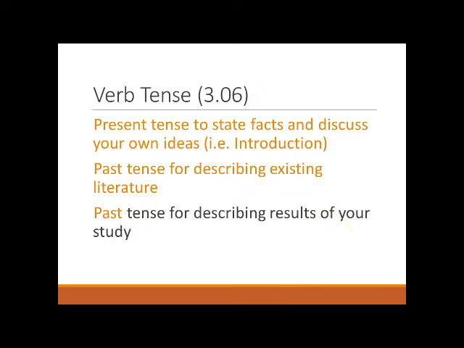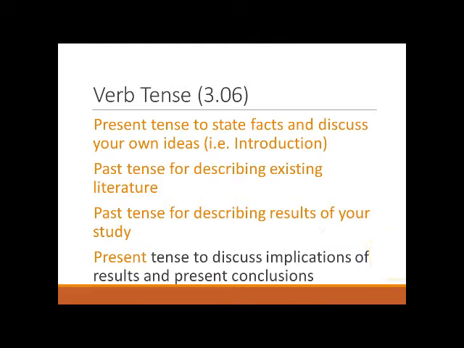Also, although it might not seem intuitive at the time that you're writing it, APA says that when you write about the results of your own study, use past tense verbs to do so. When somebody is reading about the results of your study, they will be reading it as if the study has already occurred. So even though it might seem like present tense at the time that you're writing it, you have to think a little differently about that.